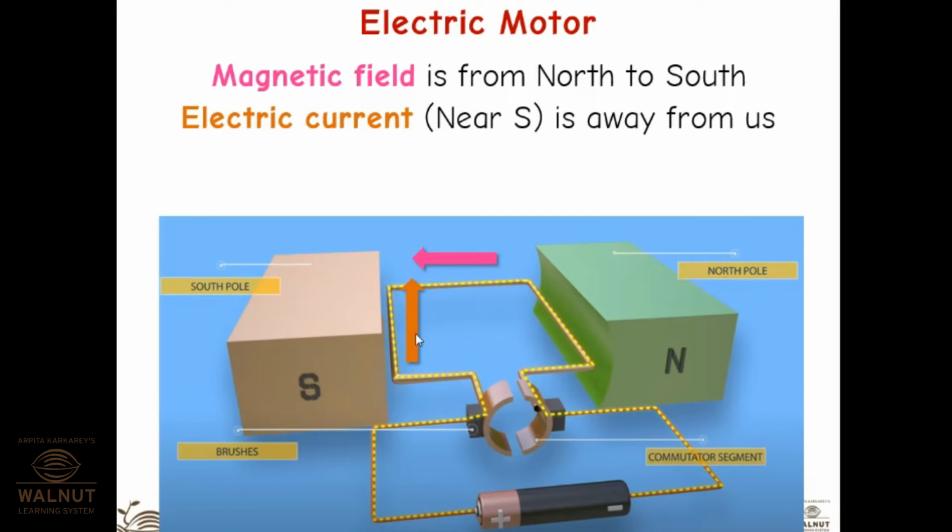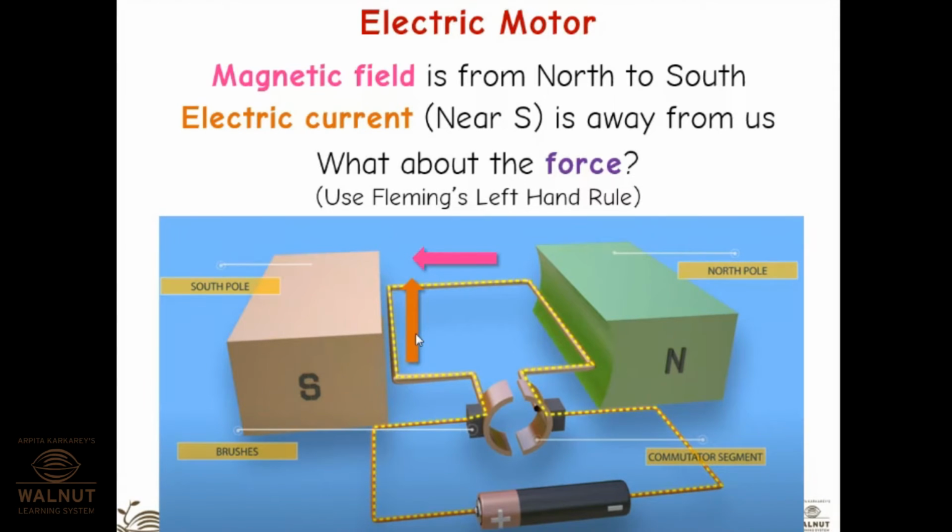Okay. Now, what about the force? When there is magnetic field B and there is current I, what can you say about the force? Use Fleming's left hand rule and find out the force. Use your left hand, and use the acronym FBI. Your thumb will represent the force. Your forefinger will represent the magnetic field. So let your forefinger go in this direction, the pink color arrow.